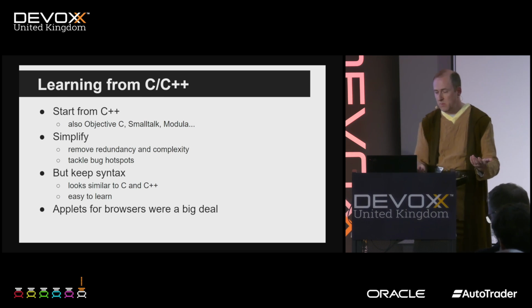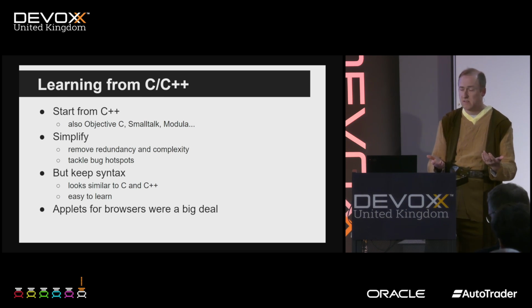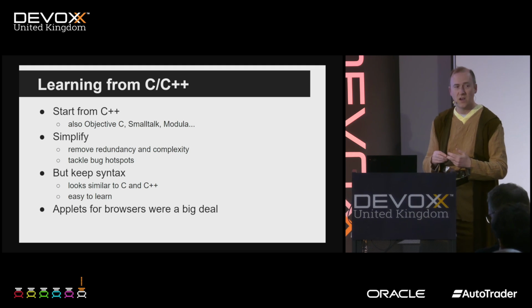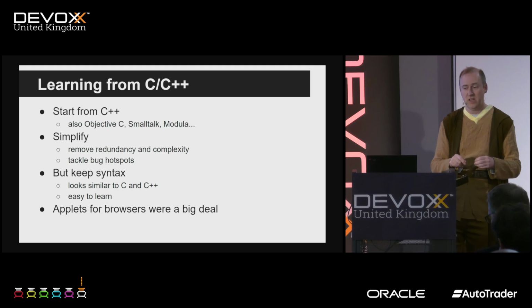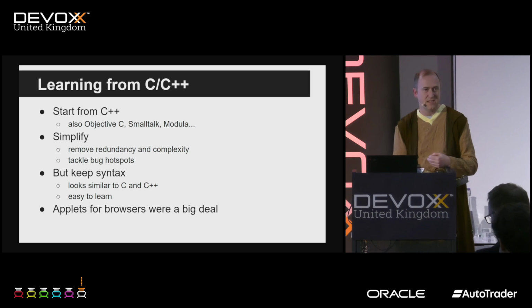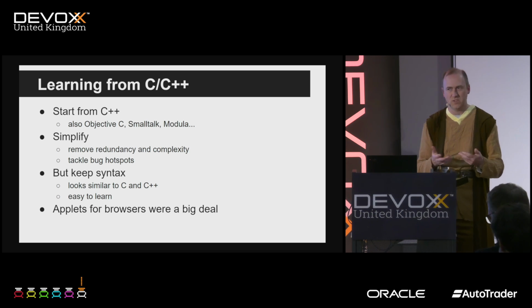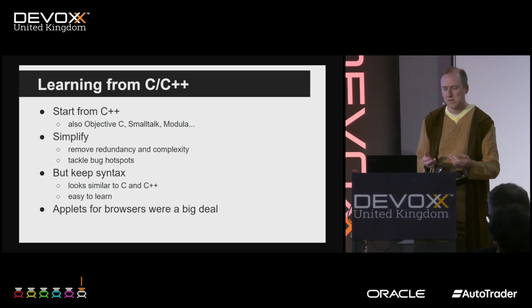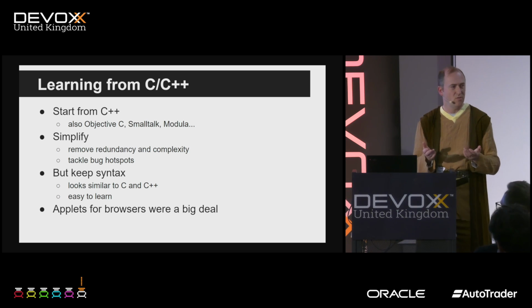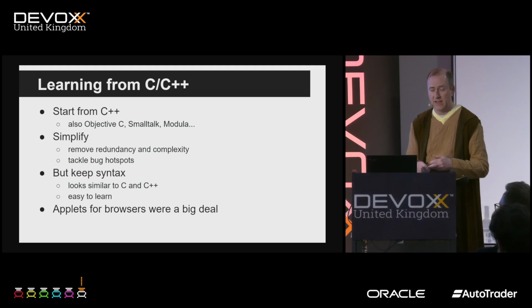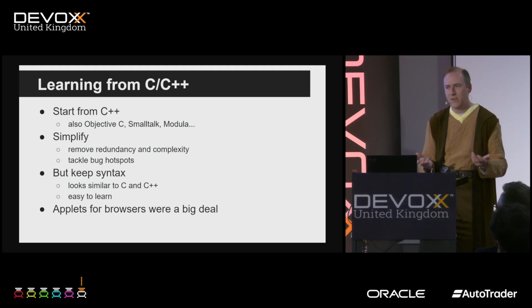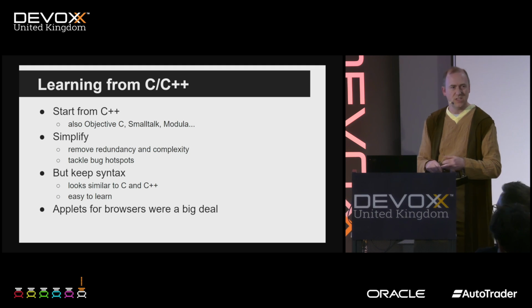So it started from C++, fundamentally. There were other influences at the time. It simplified. So you took away some of the redundancy, some of the complexity. It tackled the bug hotspots that you saw in C++. It raised the abstraction level. So it wasn't that low-level systems language. It was a next level up language. But it wasn't too scary. Like if you knew C or C++, the syntax wasn't surprising.